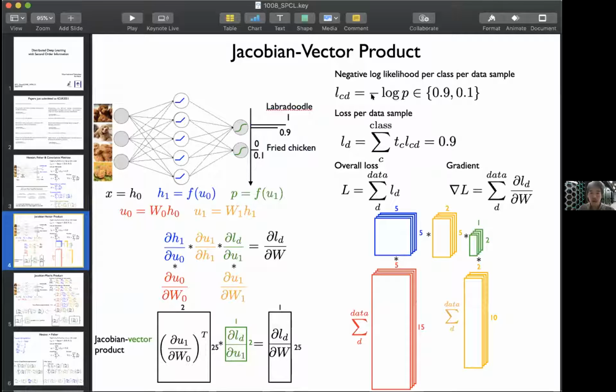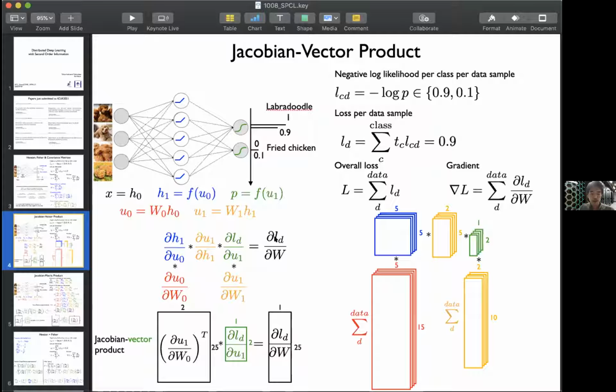Okay, so now moving on to the actual forward propagation and backward propagation that happens. So now, with this clear definition of the negative log likelihood, the loss per data sample and the overall loss, we can define each of these things now. So first, the loss per data sample is what is back propagated. And during the back propagation, you basically use the chain rule for partial differentiation of these variables.